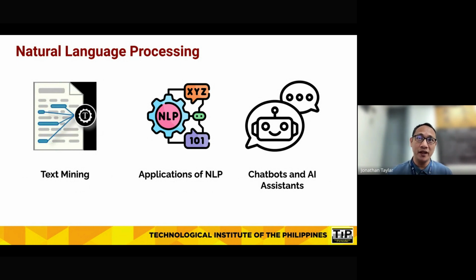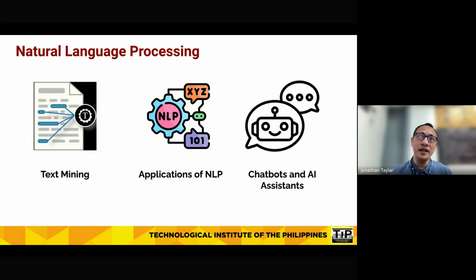I'm sure you are familiar with this, no? It's a branch of AI that focuses on enabling computers to understand, interpret, and generate human language in a manner that is both meaningful and contextually relevant. Text mining is one of that. Sometimes it is referred to as text analytics, and it is a specific application of natural language processing, which involves extracting useful information and insights from unstructured text data.